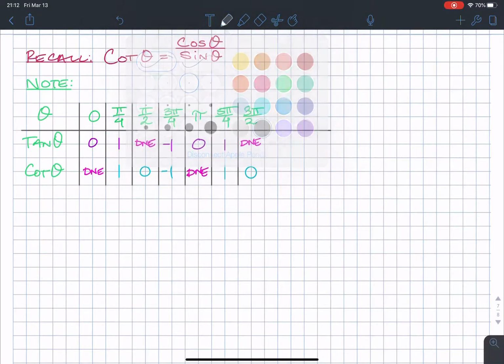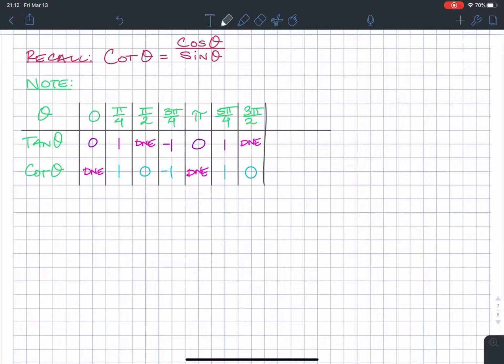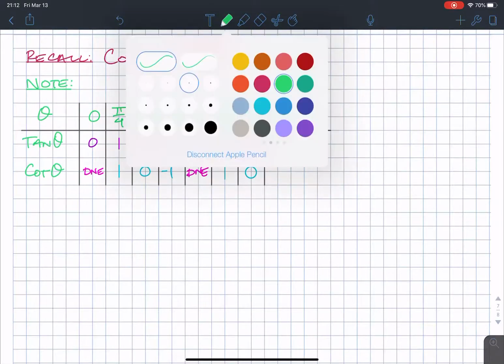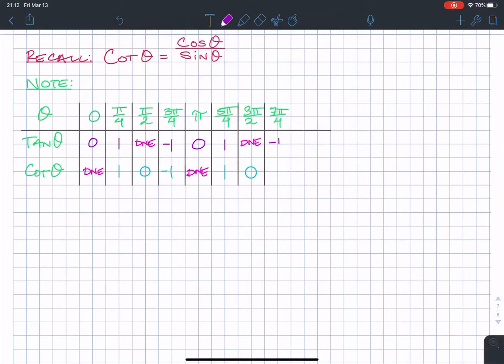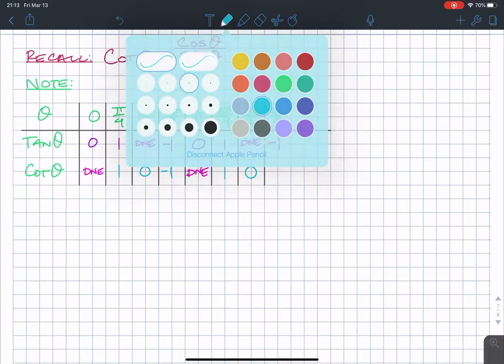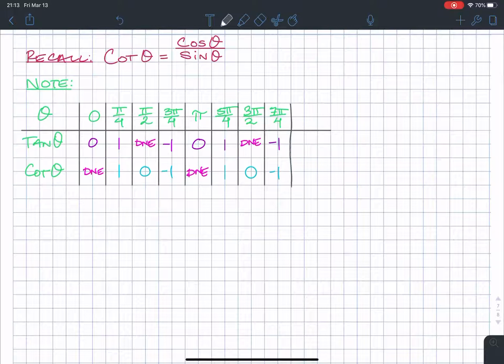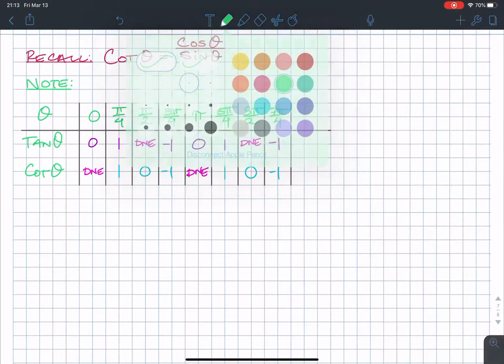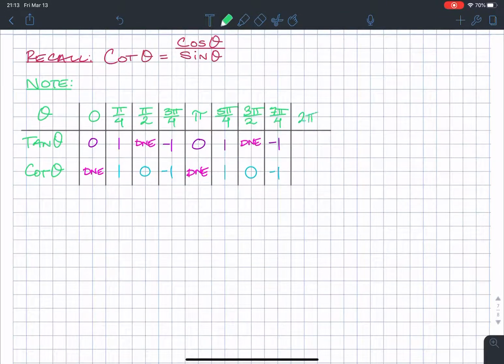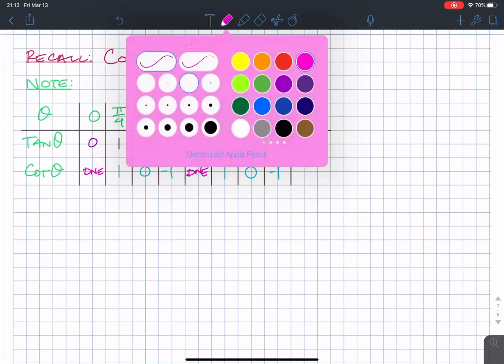Now going into quadrant 4 at 7 pi over 4, we had that tangent was -1, so is its reciprocal. And last but not least, let's go full circle. So 2 pi, and we're right back to 0 for tangent and undefined for cotangent.